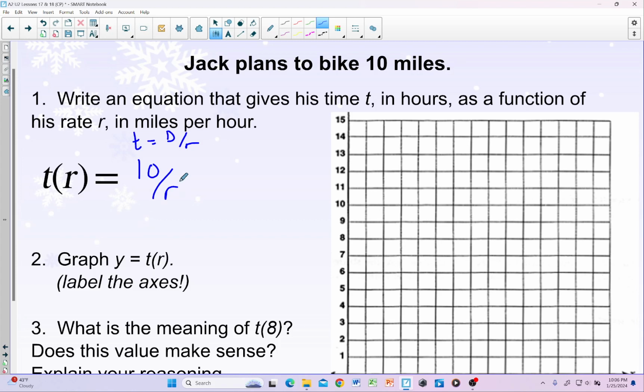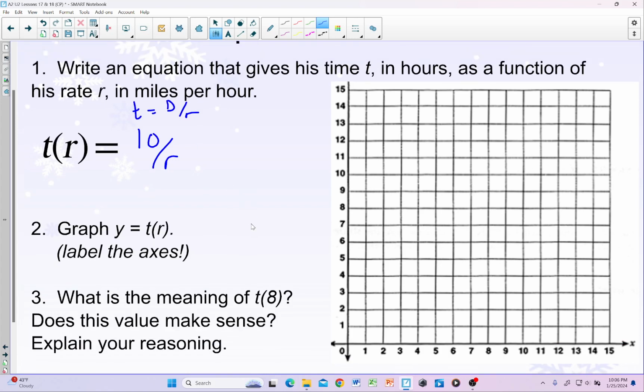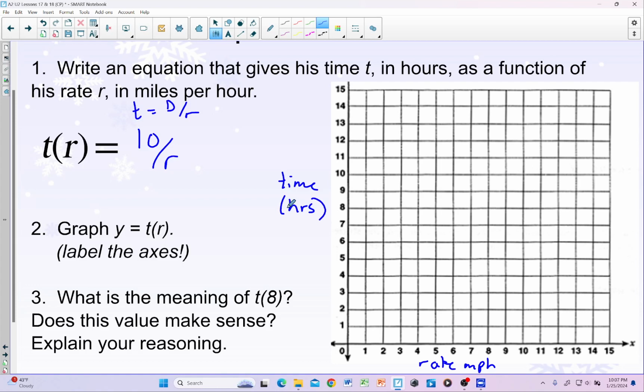Okay, so once we have that, let's label some axes, right? All right, let's scroll down here. So graph y equals t of r, label the axes. So down here, what is the x-axis going to represent? My independent variable, rate, in miles per hour. And then what will this represent? Time in hours. So how long they're going to take. Okay, so let's plot a few values, right?